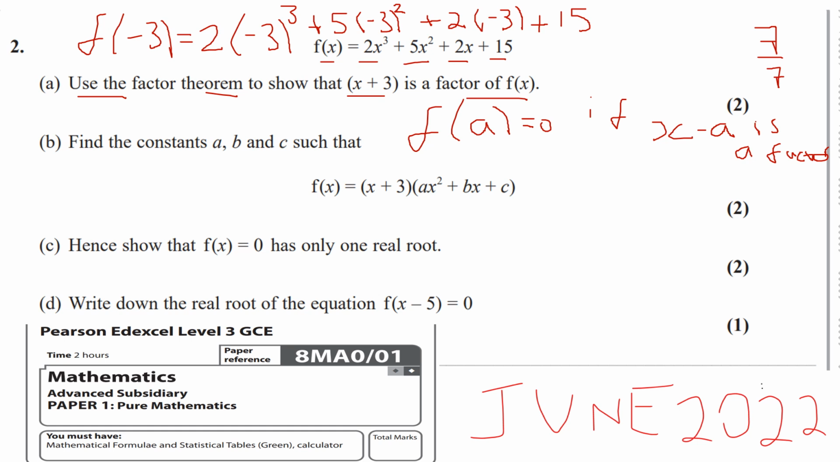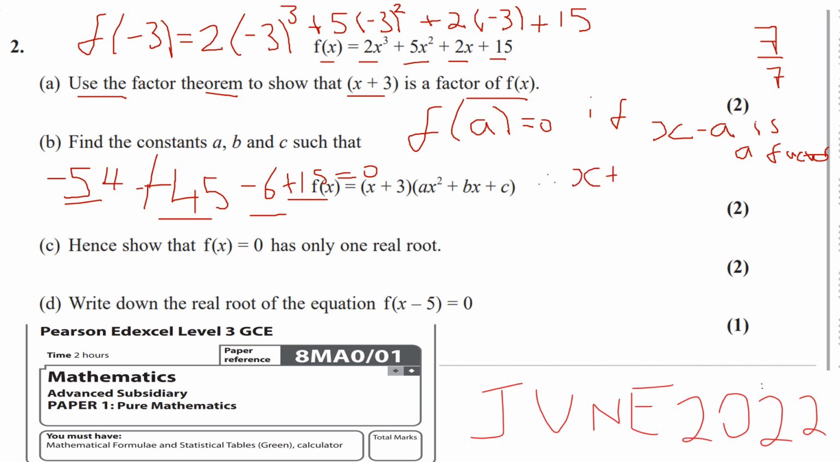So minus 3 cubed is going to be minus 27. That'll be minus 54. So we've got minus 54 plus 5 times minus 3 squared. So that'll be 9, that'll be plus 45. Minus 6 plus 15. We can see here that minus 54 minus 6 is minus 60. Minus 60 plus 60, because 45 plus 15 is 60, equals 0. Therefore, x minus 3 is a factor. Sorry, x plus 3 is a factor, because f of minus 3 is equal to 0.